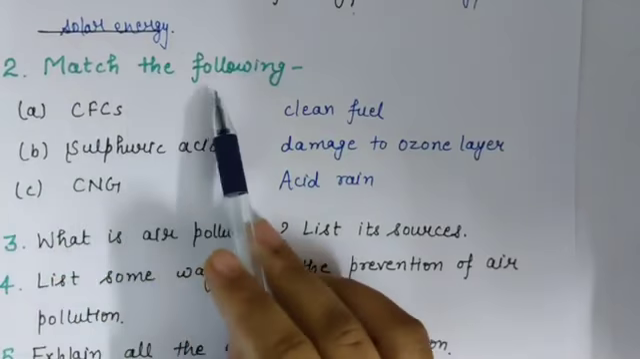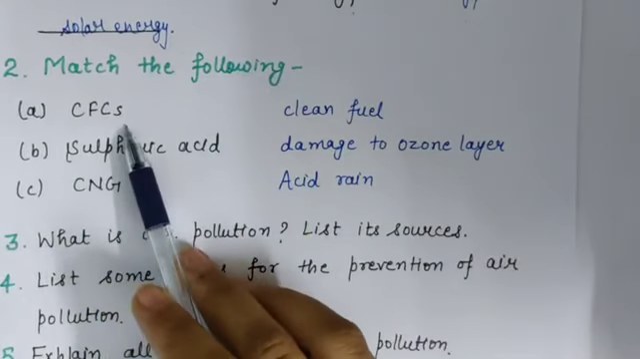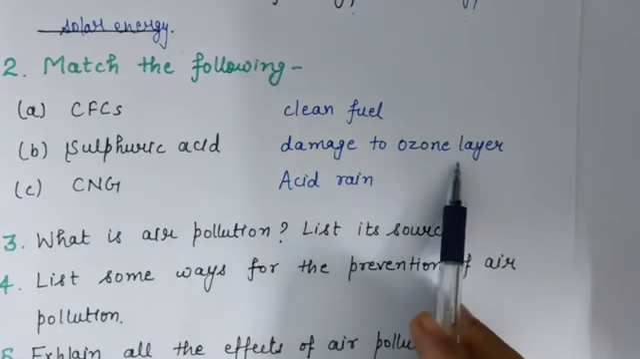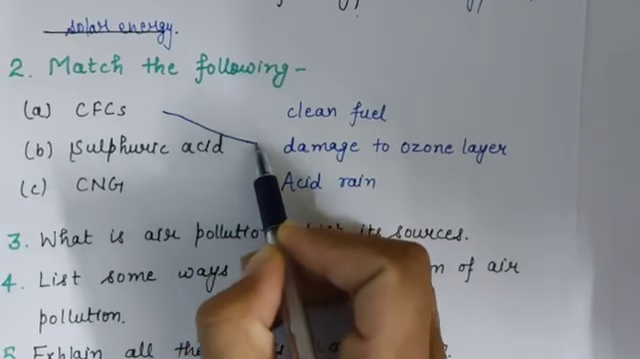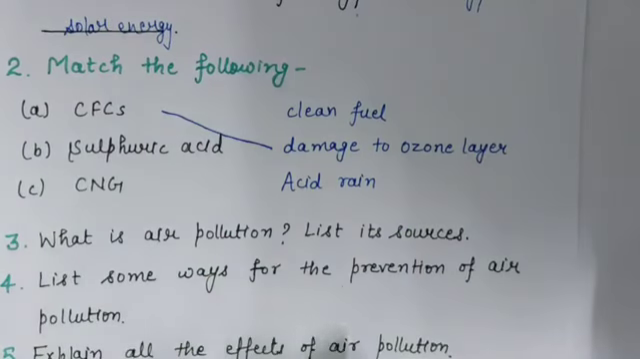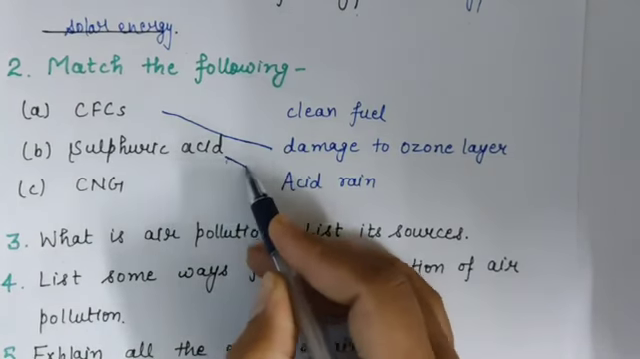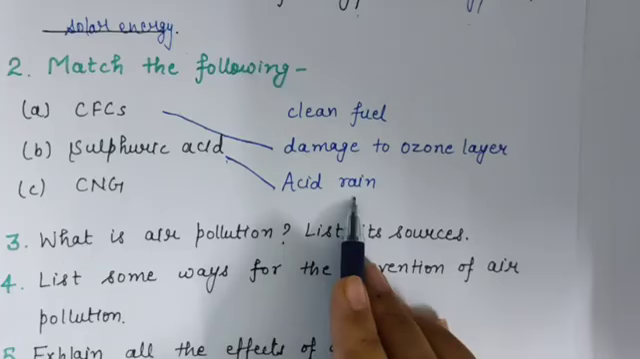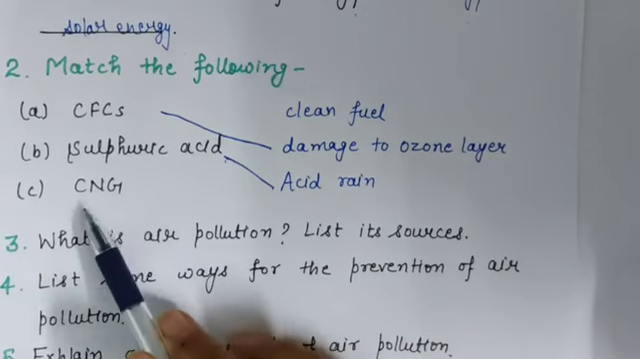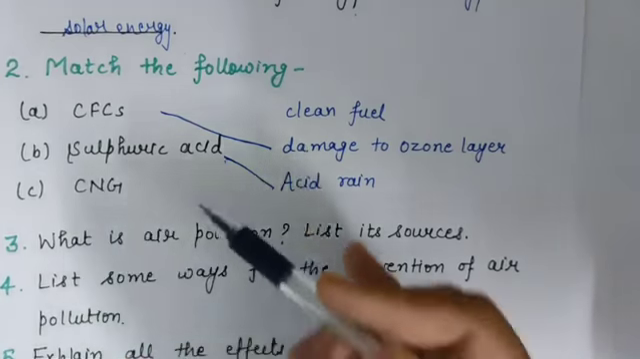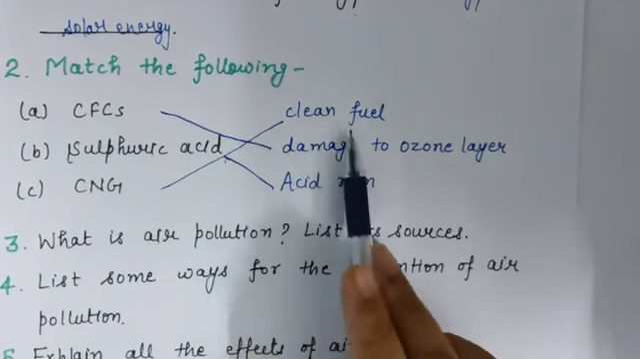Second question, match the following. CFC means chlorofluorocarbon, it damages the ozone layer. So, chlorofluorocarbon damages the ozone layer. Sulfuric acid, acid rain, because acid rain contains sulfuric acid. CNG means compressed natural gas, is a clean fuel. So match it with the clean fuel.